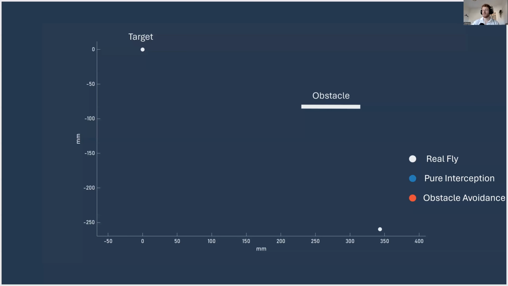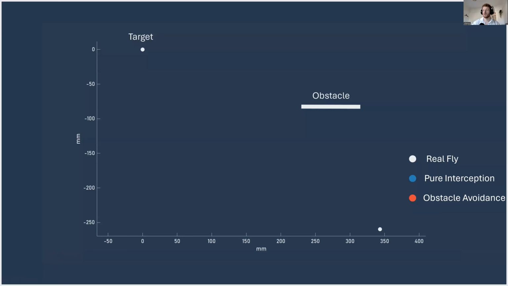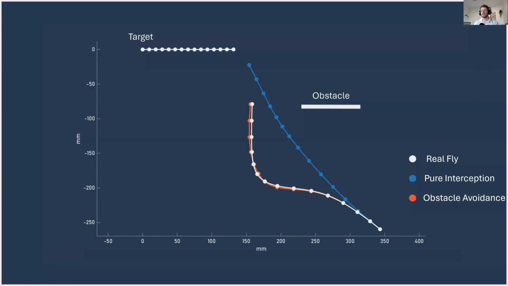And what you're going to see is the real fly is going to take a course as shown in white. If it was just doing the interception and ignoring the obstacle, it will be in blue, and the red will be the obstacle avoidance algorithm that includes an added interception and obstacle avoidance at the same time. And so you can see the pure interception just goes straight up and past the obstacle. But actually the real fly and our simulation both surge forwards around that obstacle.